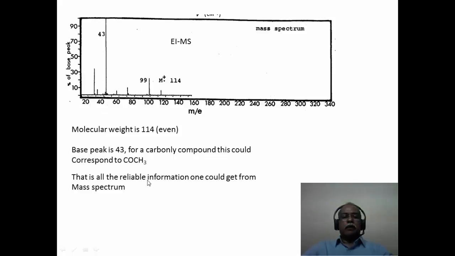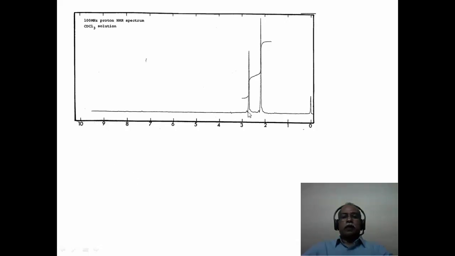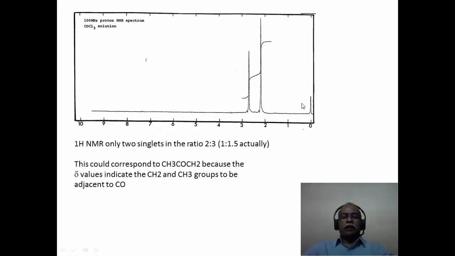This is all the reliable information that one can get from the mass spectrum: the molecular weight of the compound, the molecular ion peak, and the 43 peak, which might correspond to an acetyl kind of functional group in this system. This is a proton NMR spectrum, again a very simple spectrum. If you wonder whether you can get any information from this kind of spectrum, one can.